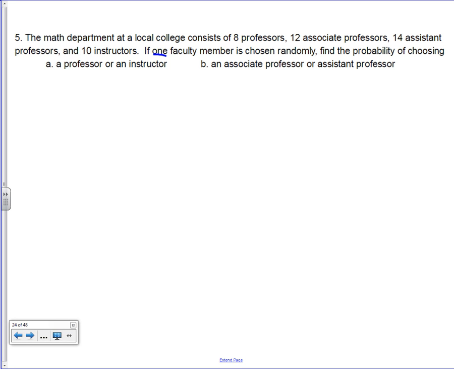All right, last question here. An associate professor. There are 12 associate professors out of 44 people. There are 14 assistant professors out of 44 people. They cannot be chosen at the same time if I'm only choosing one person. So for your probability, you will add them, and you get a final probability that looks like that.